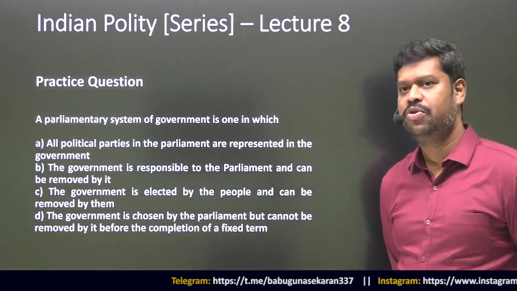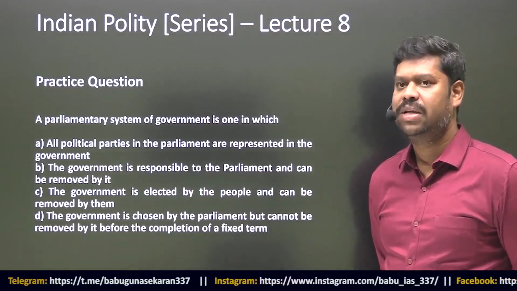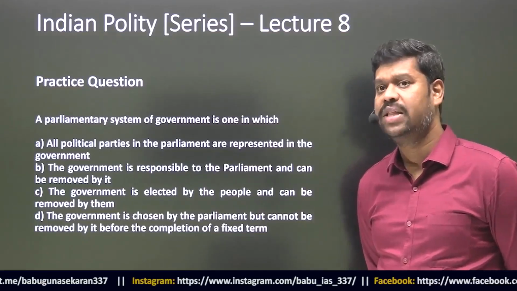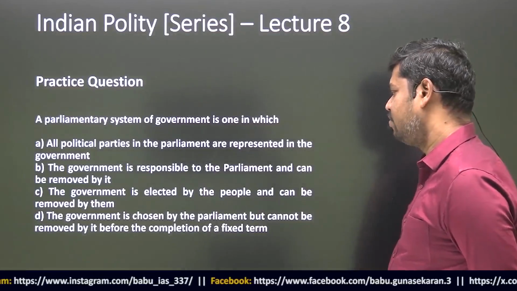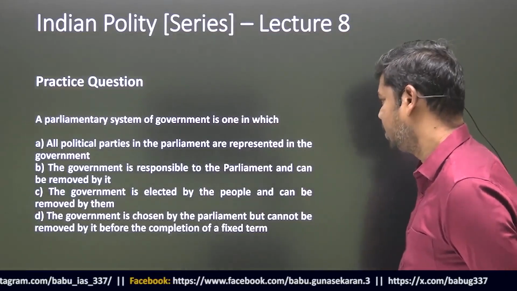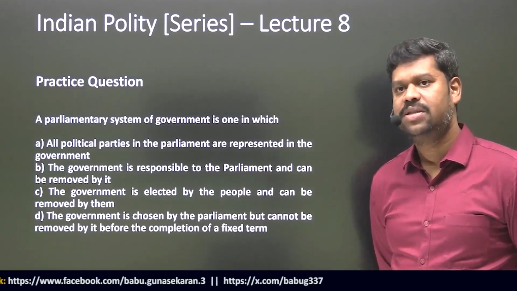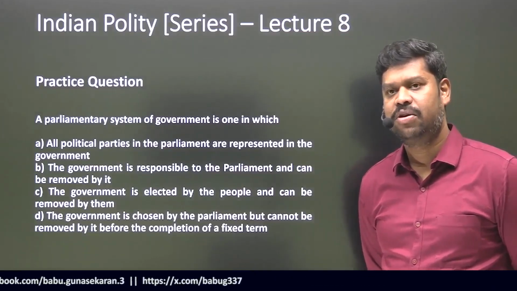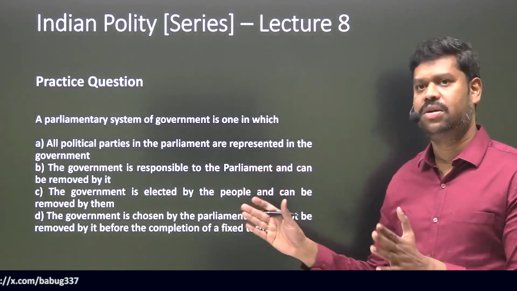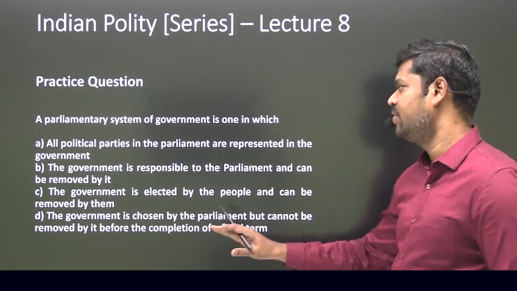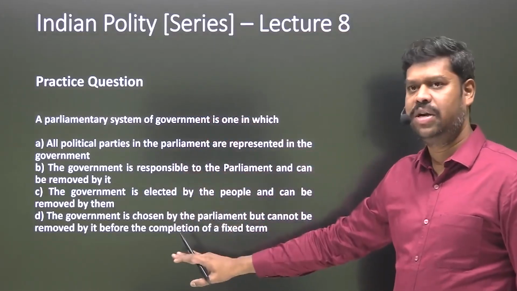So, just think about it. In a parliamentary democracy, is the government elected by the people, and can they also be removed by the people? So, that is a question. Option D, the government is chosen by the parliament but cannot be removed by it before the completion of a fixed term. That means, in other words, in a parliamentary democracy, is it always that once a government is elected, it will complete its fixed term? So, these are all the options that are given. So, what exactly reflects the idea of parliamentary democracy?